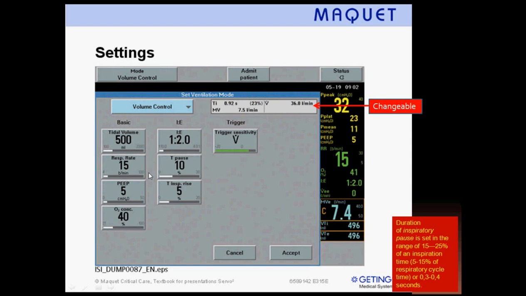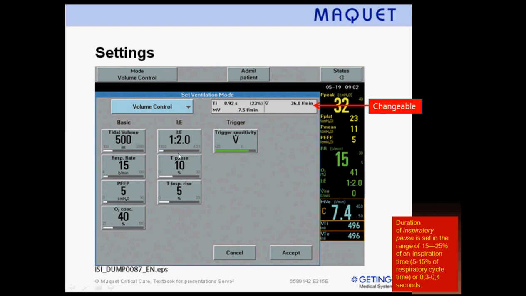Look at this. Yeah, this is the setting: tidal volume, respiratory rate, PEEP, FiO2 concentration, and this is the IE ratio. We didn't put flow here. The IE ratio in this case means the inspiratory pause should be a percent of the inspiratory time. This is 10% of the inspiratory time, maximum about 25% of the inspiratory time.